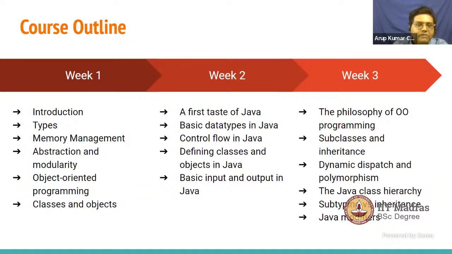So we'll try to give the examples in week 1 using simple Python codes. We'll get introduced to Java programming first in week 2. We'll start with a very simple hello world kind of program, so we'll come to know how to write a program in Java. It just gives the output, writes a line on the output device, right?